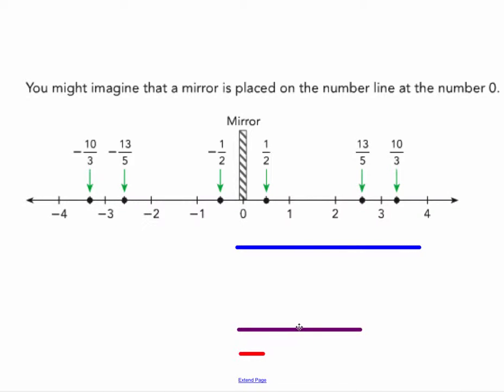A couple more examples here. If I take this little purple one, I go from 0 and it takes me to 13 over 5. So the absolute value of 13 over 5 is just that, 13 over 5. But if I go to negative 13 over 5, notice the distance is exactly the same, so the absolute value of negative 13 over 5 would be positive 13 over 5. And last but not least, if I go from 0 to 1/2, it's the same distance that I travel from 0 to negative 1/2. Either way, their absolute values are going to be 1/2 apiece.